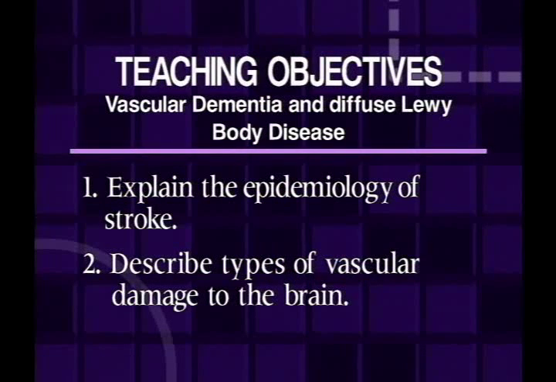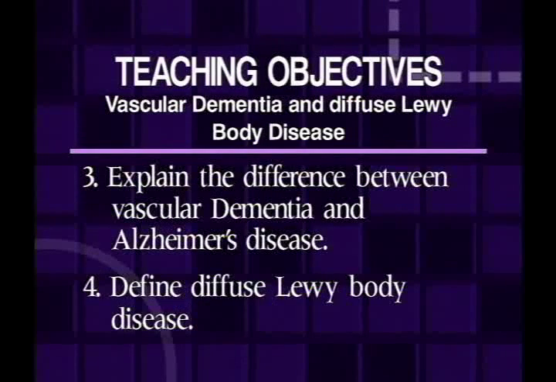The teaching objectives in today's segment are, number 1, explain the epidemiology of stroke. Number 2, describe the types of vascular damage to the brain that cause vascular dementia. Number 3, explain the difference between vascular dementia and Alzheimer's disease, a very important distinction.